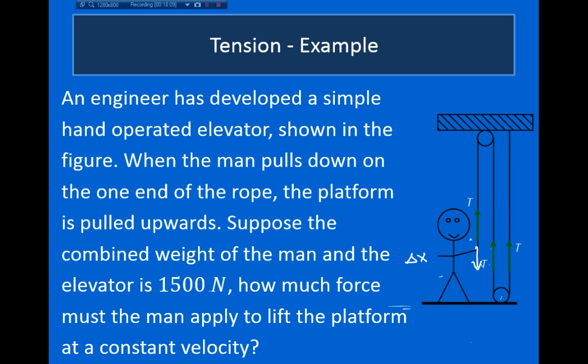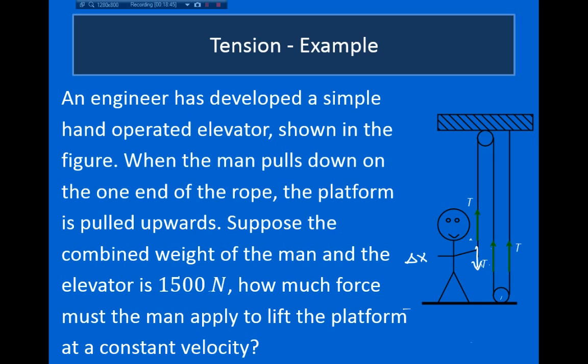So if he pulls the rope down by amount delta x, this platform only moves up by 1/3 delta x, right? Because this length here is shortened by 1/3 delta x, this is shortened by 1/3 delta x, and this is shortened by 1/3 delta x. So the total amount this whole rope was shortened by is delta x. But the platform only moves up 1/3 of delta x, right? Because each one of these is reduced by 1/3, causing a total length of the rope to be reduced by delta x. But the platform is only going to move up by 1/3 of delta x.